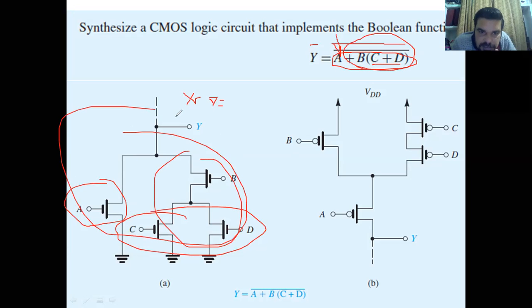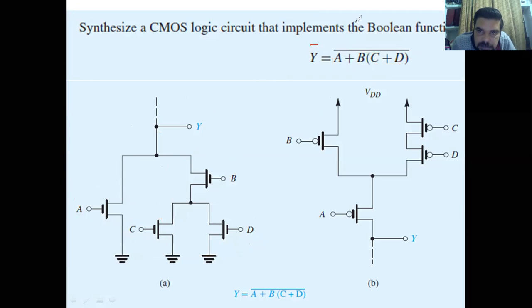Similarly, you will design the pull up network. Okay, so in order to design the pull up network, you need to first convert it into the form Y equal to the complement of individual inputs. So just make use of De Morgan's theorem. So how will you design it? So Y equal to A bar dot complement of B(C plus D).